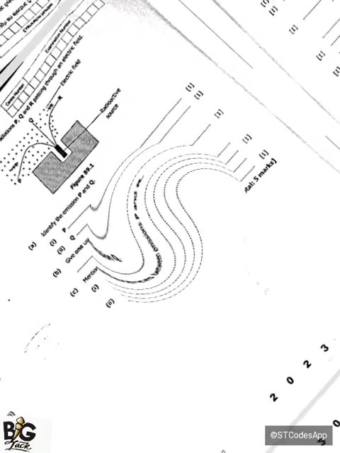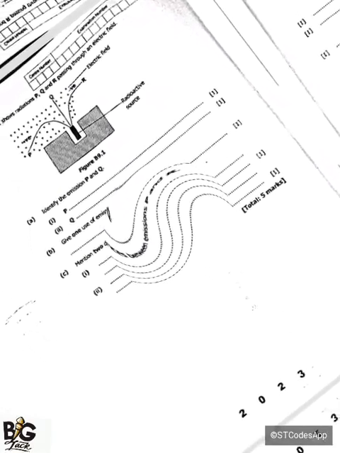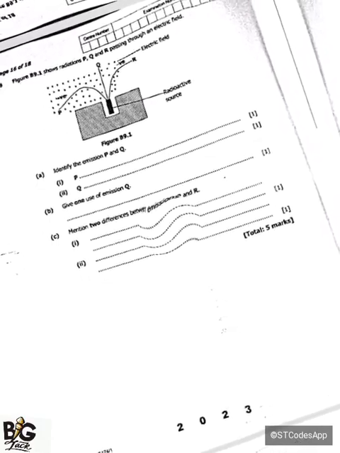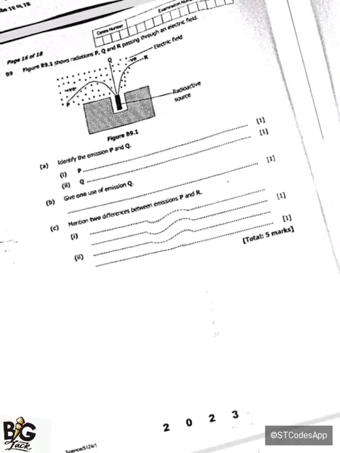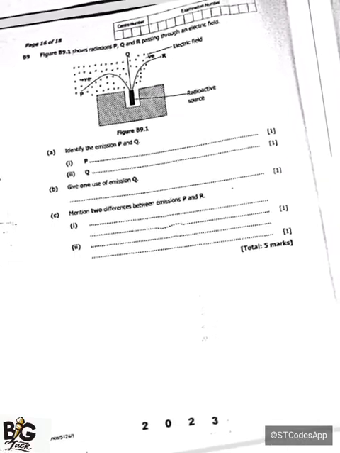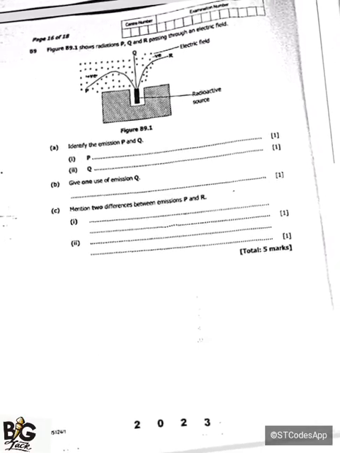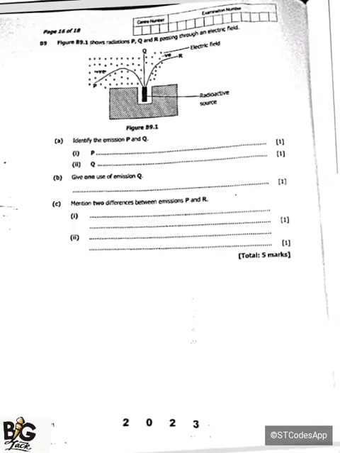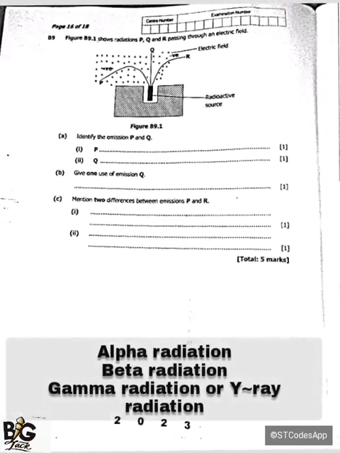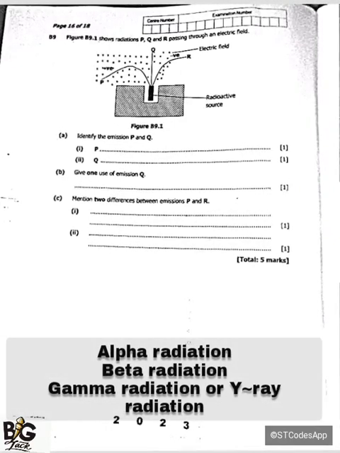So this question B9 is coming from radioactivity. The question is saying figure B 9.1 shows radiations P, Q, and R passing through an electric field. Now when you talk of radiation, we have 3 types of radiations. The first one being the alpha radiation, followed by the beta radiation. Then the last one we have gamma radiation or gamma-ray radiation.